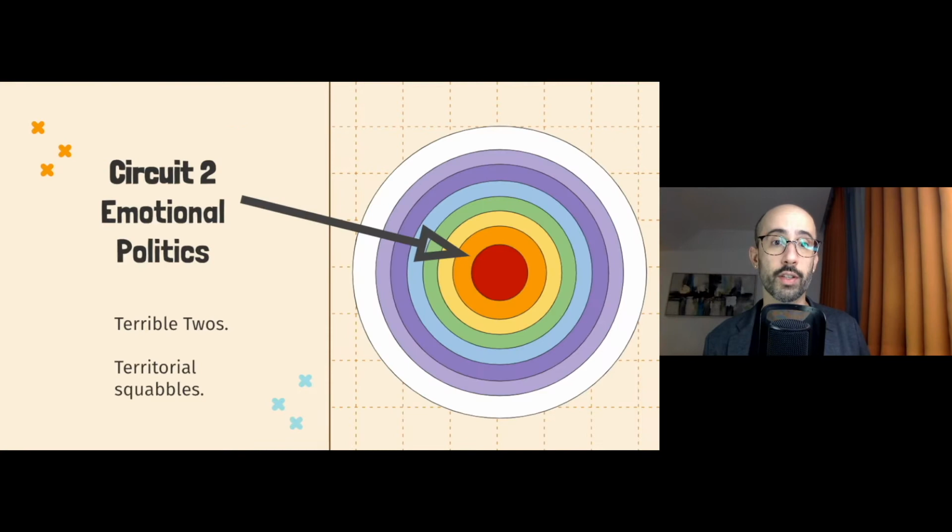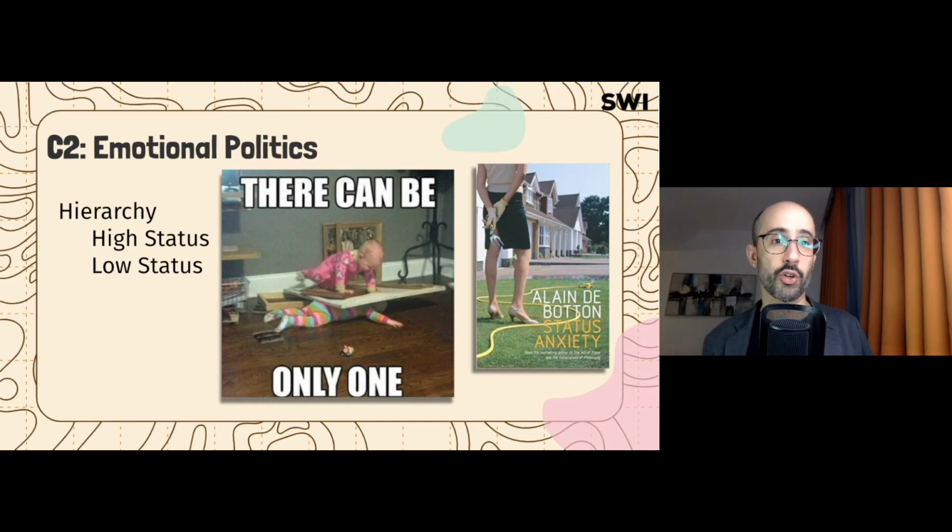So on to Circuit 2, which is called Emotional Politics. This one is all about the status and territorial behavior we exhibit as mammals. It also explains a toddler's terrible twos. In Circuit 2, we start to develop roles within our family dynamic, and also start to understand territories and boundaries.